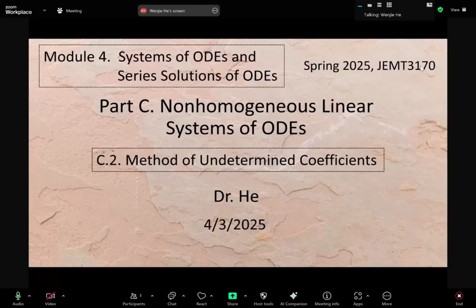Method of undetermined coefficients. We need to determine the coefficients. Actually, we generalize the old method from module 2. We learned the undetermined coefficients method, right? So here we generalize, but we need to work in the matrix environment. After 10 minutes, we continue with our second part.